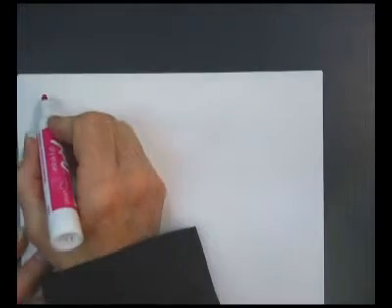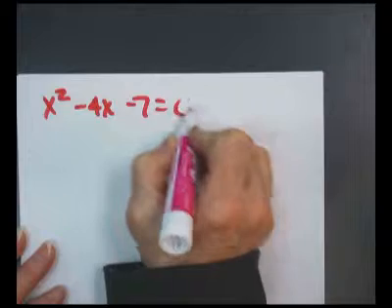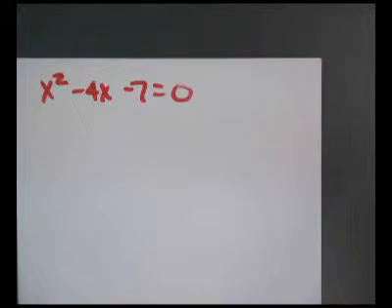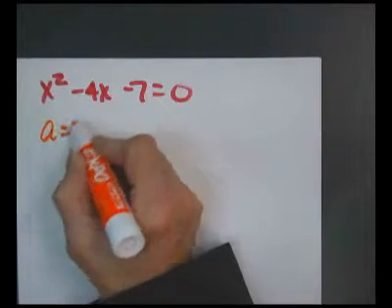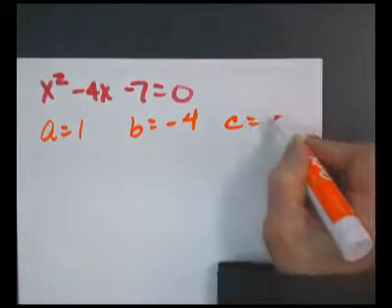Okay. Let's get two answers rounded to, let's actually do, this one says to the nearest tenth. X squared minus 4x minus 7 equals 0. Is that in standard form? Yes. What is our A? 1. B? -4. C? -7.